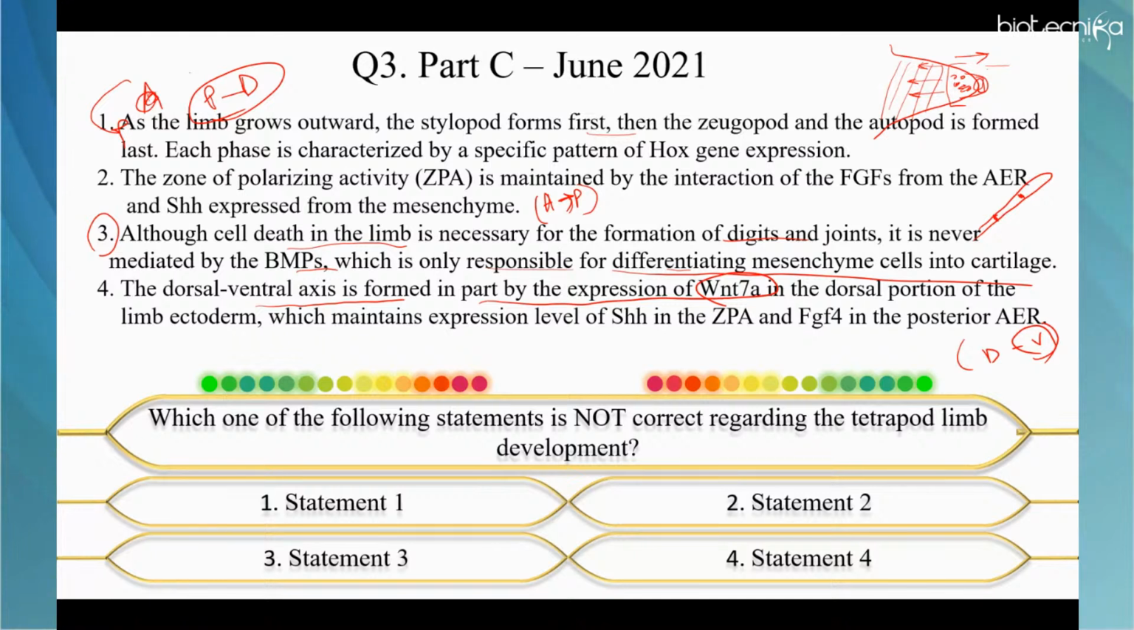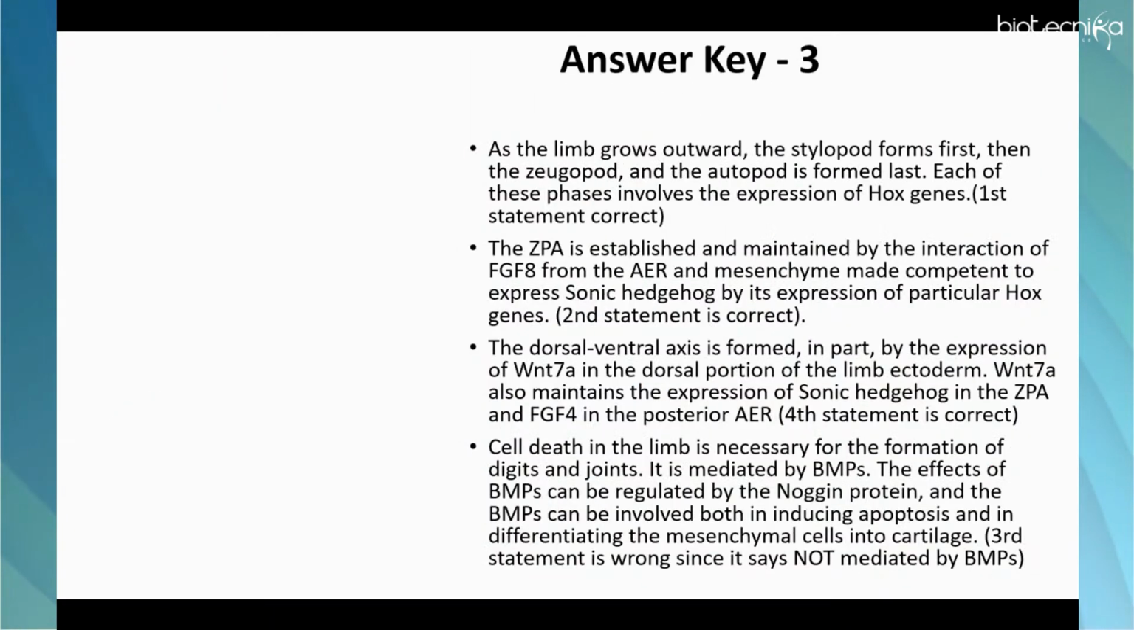So this question is basically on the entire axis formation of the limb, okay? And this is regarding the signaling. So which statement is not correct, they have asked. Yes, so Lokesh says option 3. Anyone has any other guesses? Yes. So yes, Lokesh, your answer is right.